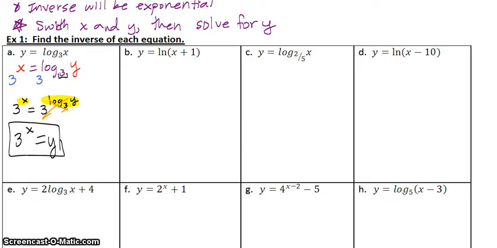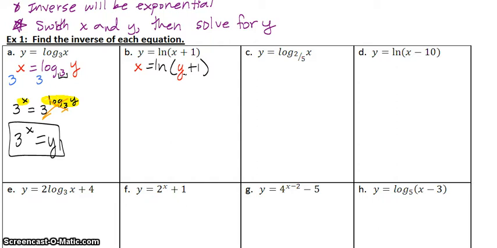Step 1, switch x and y. Step 2, solve for y. Now, I want to say something about this plus 1. You might be thinking in your head, subtract 1, subtract 1. We can't do that yet because that 1 is locked inside the parentheses. Because of the parentheses, we can't get rid of the 1 yet. We've got to get rid of the parentheses first.